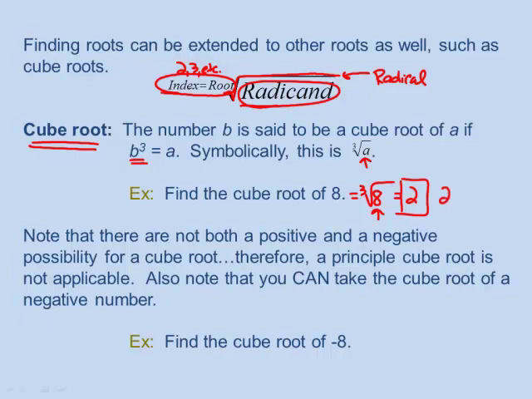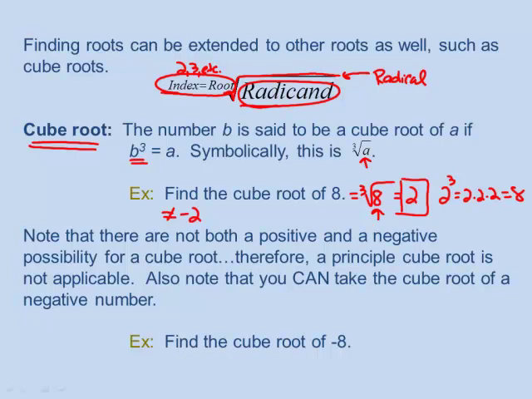Because 2 cubed, which is 2 times 2 times 2, is a positive 8. And unlike square root, there's not going to be any confusion about whether we should use a positive or a negative value, because notice negative 2 does not work. Before, with square root, both positive and negative values worked, and so when we used the sign, we said by definition you want the positive value.